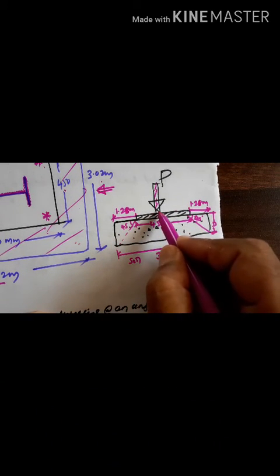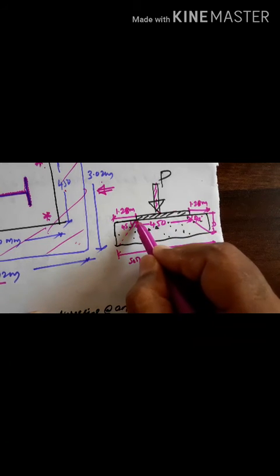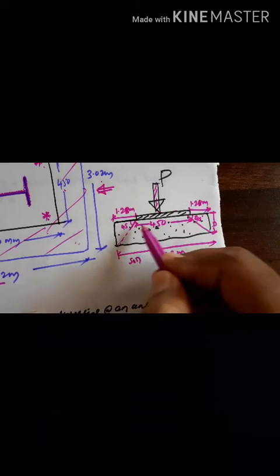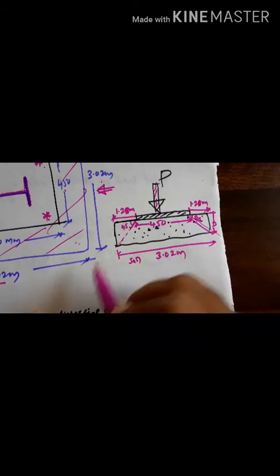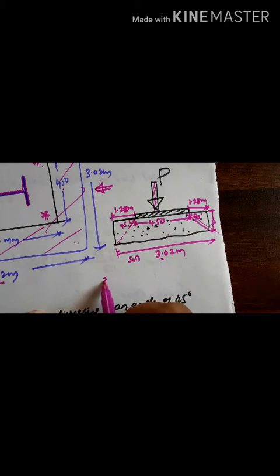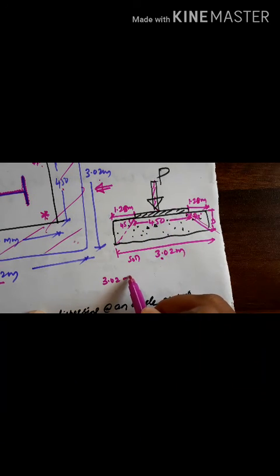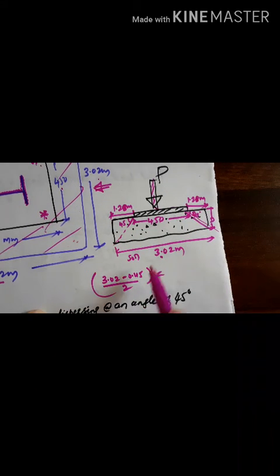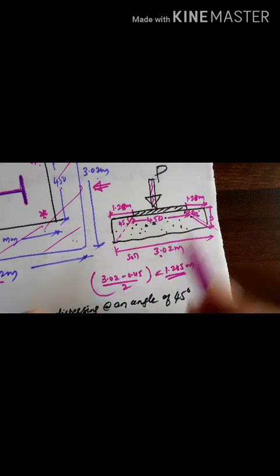Now after the load comes on the plate, that load is dispersing at an angle of 45 degree. Assuming the load is dispersing at 45 degree, and this is 3.02. See, 3.02 minus 0.45, divided by 2, for this offset and this offset, I get 3.02 minus 0.45 divided by 2. I'll get 1.285 meter. I have written this 1.285 meter, 1.285 meter here.